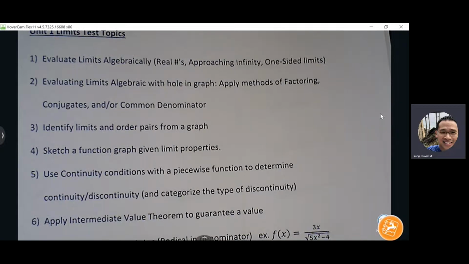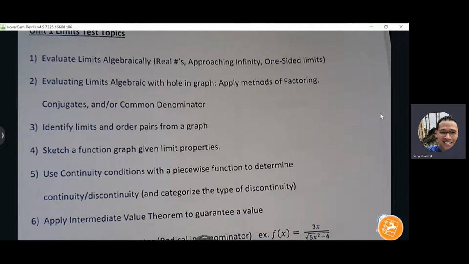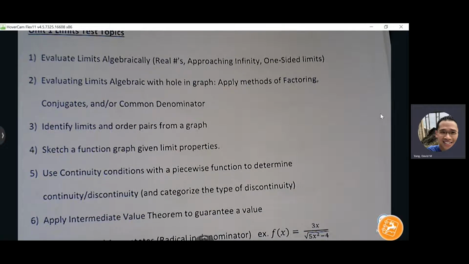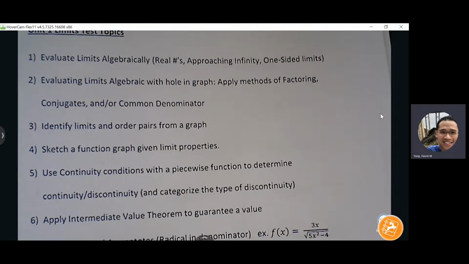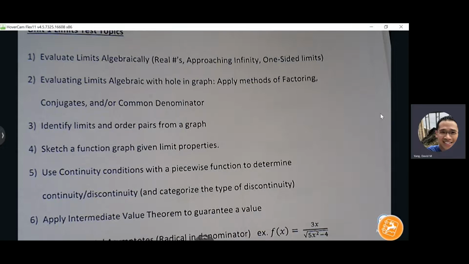So we need to be able to evaluate limits algebraically for real numbers, for approaching infinity, and for one-sided limits. Want to make sure that we don't get thrown off with the approach for those problems. Evaluating limits algebraically with a hole in the graph. So this topic 2 is more like what you saw in the last quiz, right? If you get 0 over 0, you know there's 3 things that it could apply. Either it's a factoring problem, conjugate, or a common denominator. Okay, and we'll hit one of each today as we review.